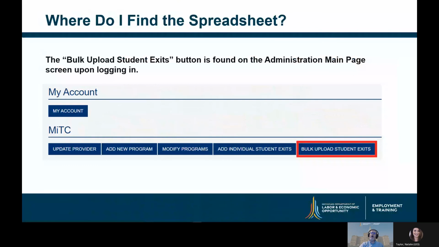For a smaller amount of students, use the Add Individual Student Exits. For a larger amount of students, you can find the bulk upload student exit spreadsheet outlined here in red. You will first navigate to the Michigan Talent website and click on the Sign In button with your provider sign in. This will take you to the administration main page. You will then select the bulk upload student exits button found in the bottom right of the page.